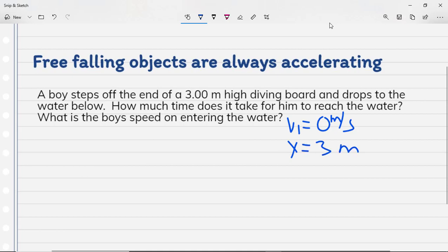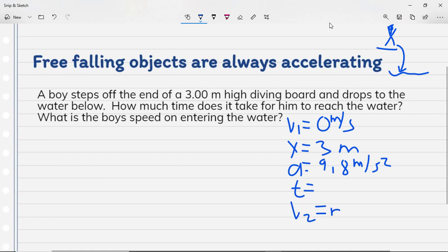And because he is dropping, you have to imagine he's on the diving board here. Little Jimmy. Splash. Oh, I'm sleepy. The acceleration is going to be due to gravity. So the acceleration is going to be 9.8 meters per second squared. And the question is asking for time. So again, we need to look at our chart and figure out what variable is not included in the problem. In this case, we do not have v2.